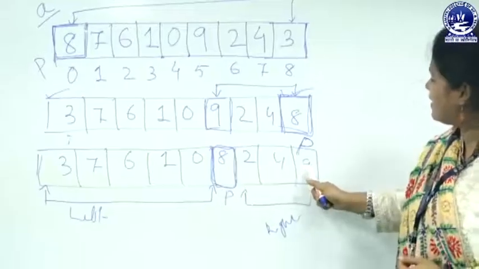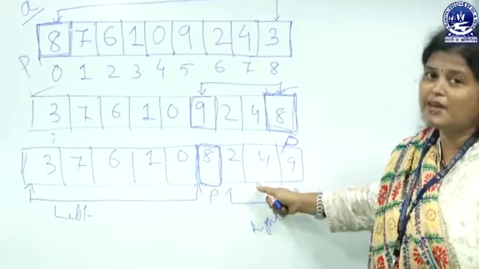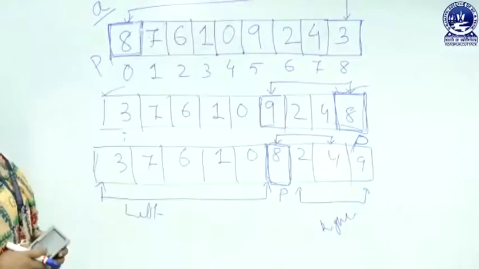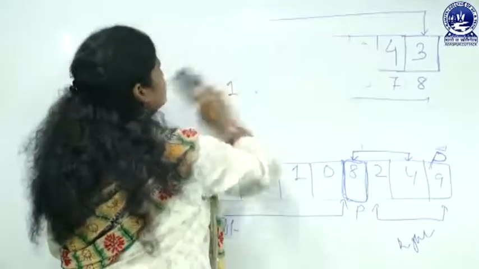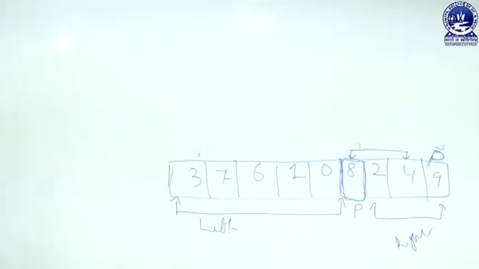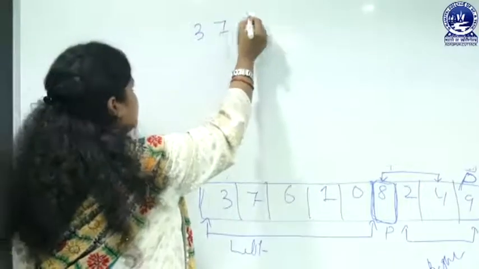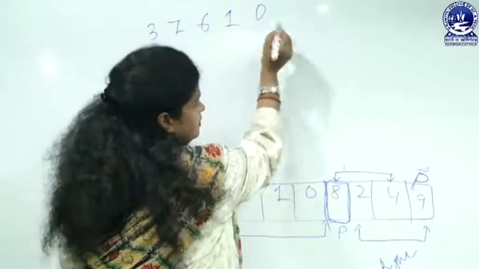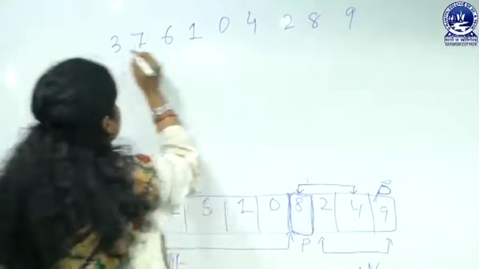Now we will again compare from the right side. When we compare, this is the greater value, yes. Here again the rule is violated, and again here we have to swap. After swapping, the list will look like this: 3, 7, 6, 1, 0, 4, 2, 8, 9.